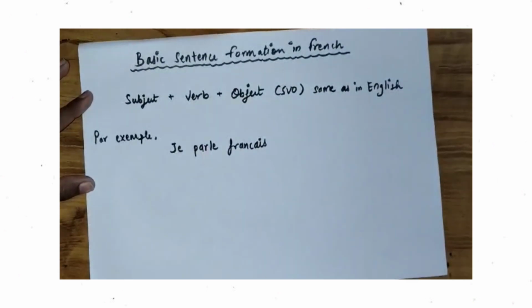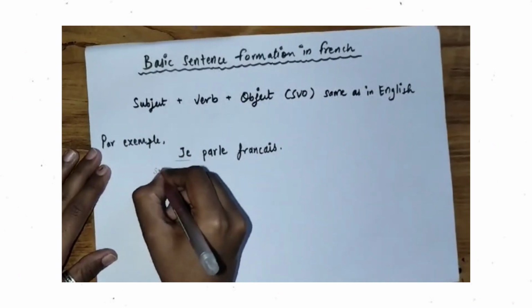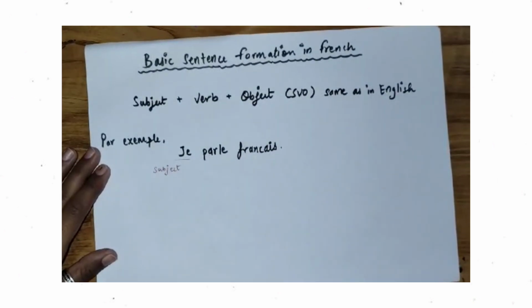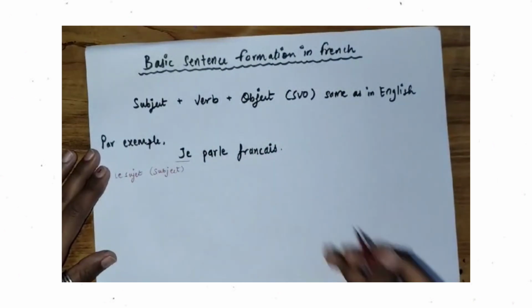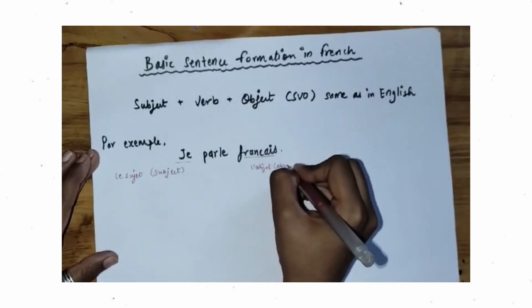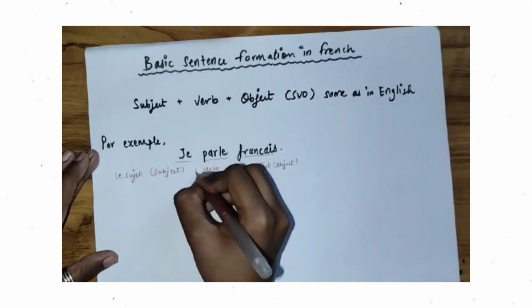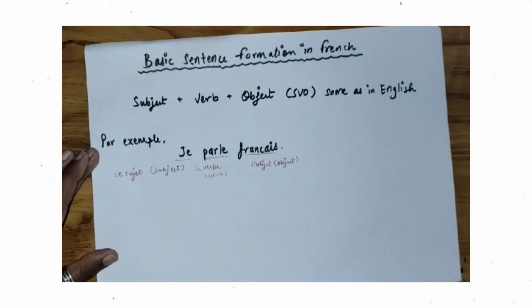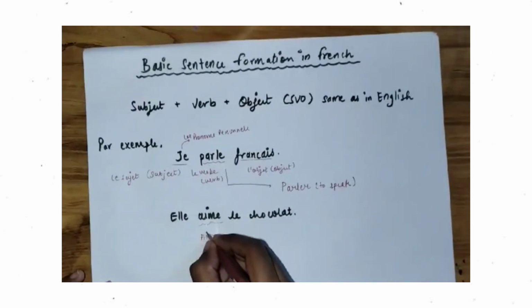Here, your subject is je, which is I, the personal pronoun, as you've studied in the previous videos. Parle is the verb, which means to speak. Français is the object, which means French. So the next example is elle aime le chocolat.